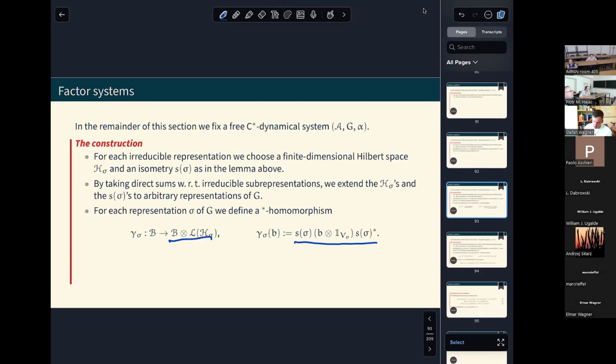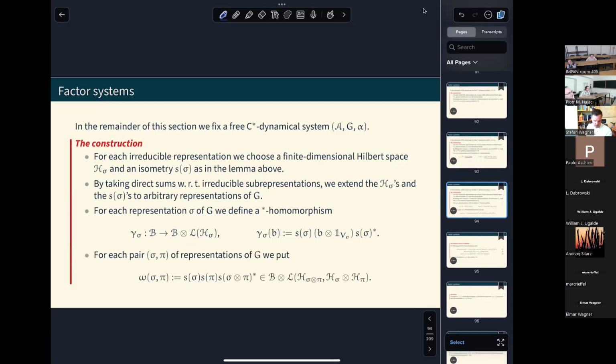Also, in the group extension case, you got this element omega, which was an element in B, in the normal subgroup. So you get something similar here. For each pair of representations, you multiply S sigma with S pi, and then you look at the S corresponding to the tensor product representation, and then you star it. And then this will end up in B and then something. So you see, starting with the C-star dynamical system, you associated things that only depend on B and the group, or representations of the group.